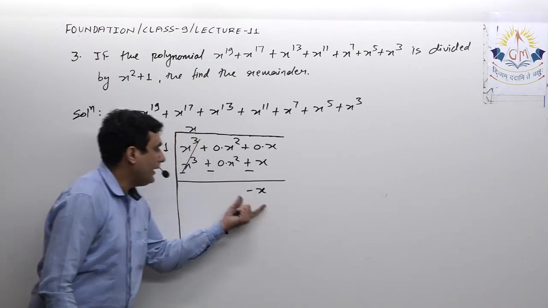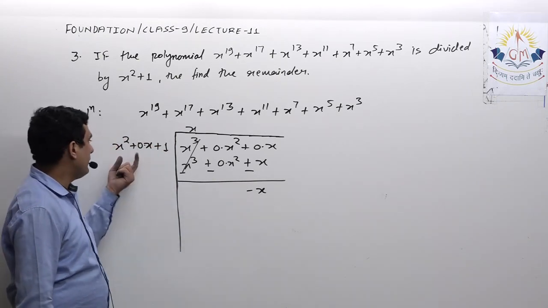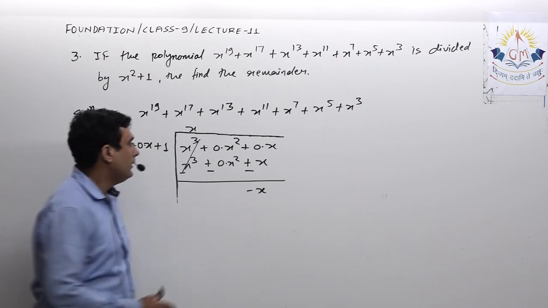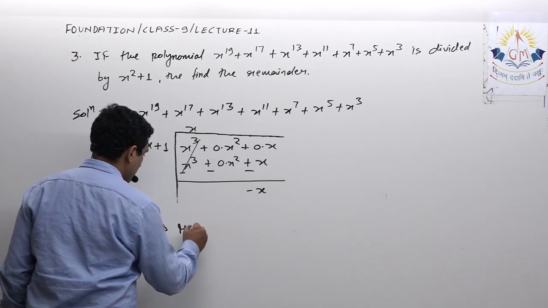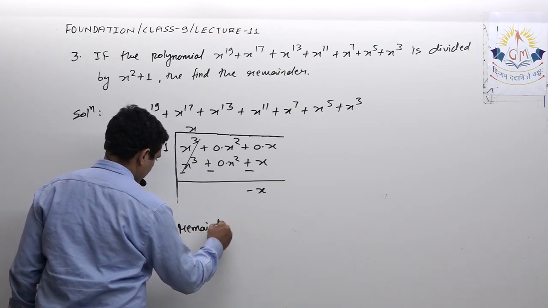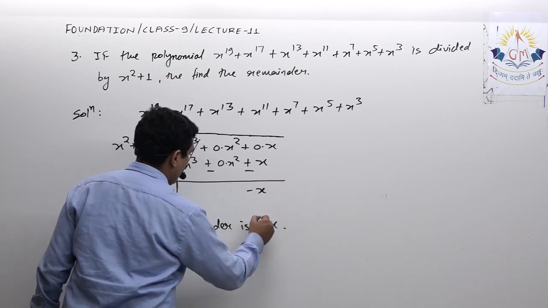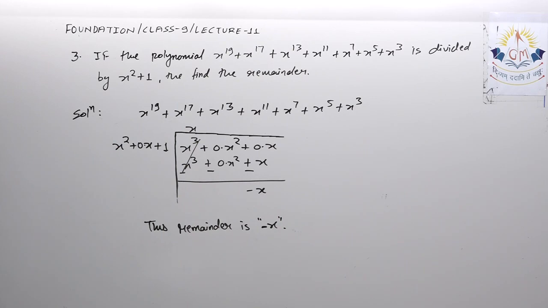So we can say the degree of this final expression is less than the degree of the divisor. That means this is the remainder. So thus the remainder is minus x. Okay, so please write it down, then we'll see the next question.